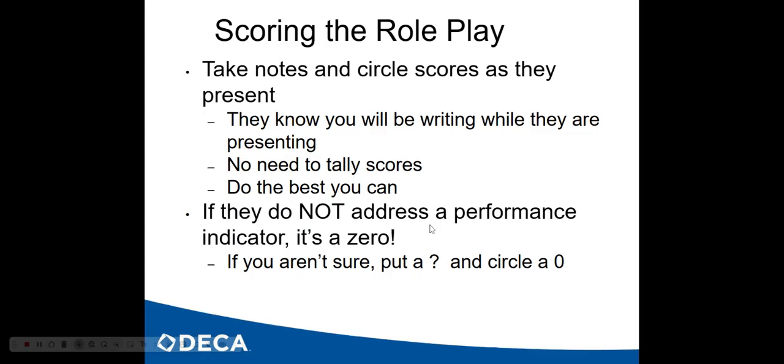If they do not address a performance indicator, it's very simple to give them a 0. This is letting the student know that, yes, you didn't address that one at all. You're going to have students that are freshmen, first time doing this, to seniors who've taken several business courses. That's their fourth year. They're very polished.